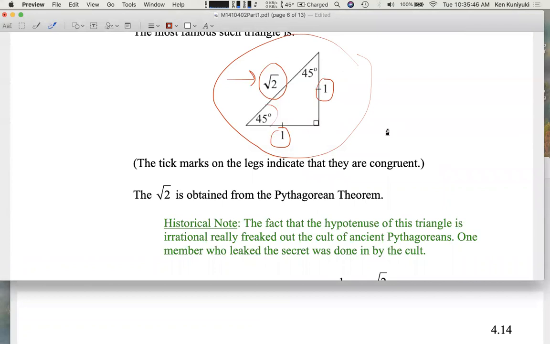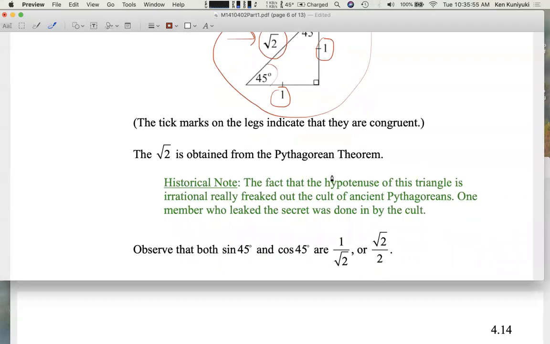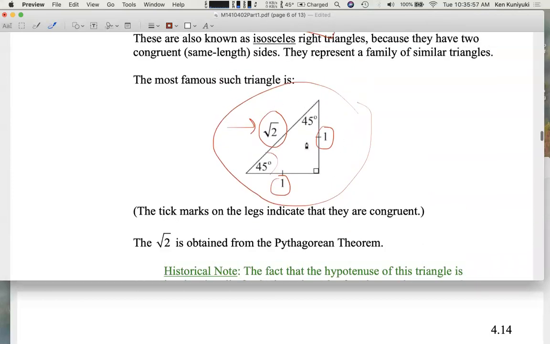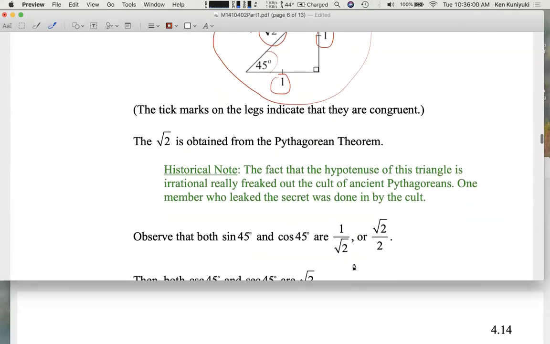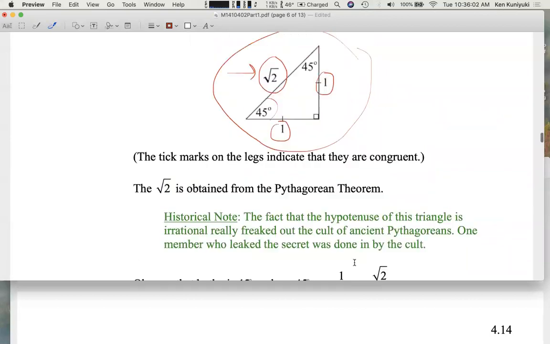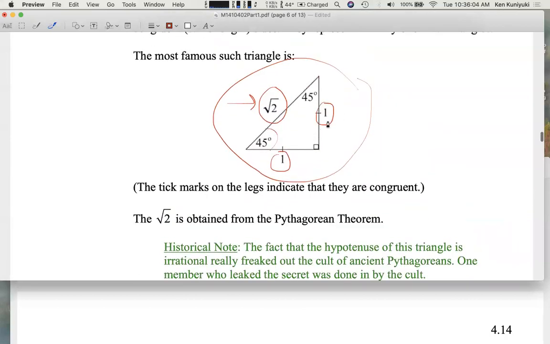Now, bear in mind for similar triangles, if this is 10 meters, for example, then that's 10 root 2 meters. So you have the same trig values, even if you blow up or shrink this triangle. Because remember, these trig values correspond to ratios of sides on this right triangle. So even if we multiply everything by 10 meters, the ratios between pairs of sides will still be the same. For example, the sine of 45 degrees will always be 1 over root 2, or root 2 over 2, even if this is 10 meters and this is 10 root 2 meters.